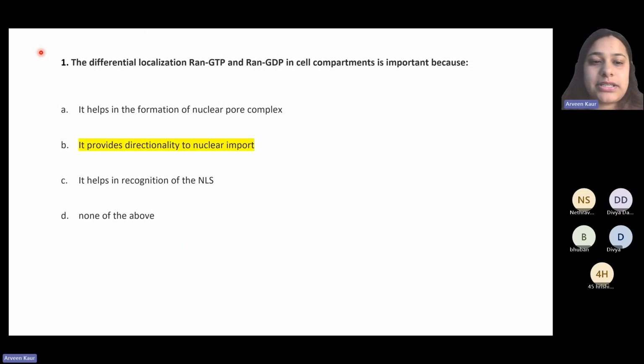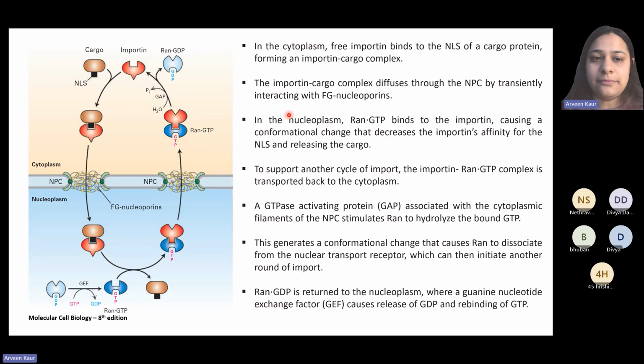The answer for this particular question is that this differential localization of these two complexes of RAN provides directionality to the nuclear import. This is something that we have gone through while ma'am was discussing, and her TA also, different kinds of nuclear localization and transport in those lectures. We have studied about RAN, a protein which carries cargo into and out of the nucleus. There are two kinds of complexes that it will be involved in: one is the RAN GDP complex, the other is the RAN GTP complex.